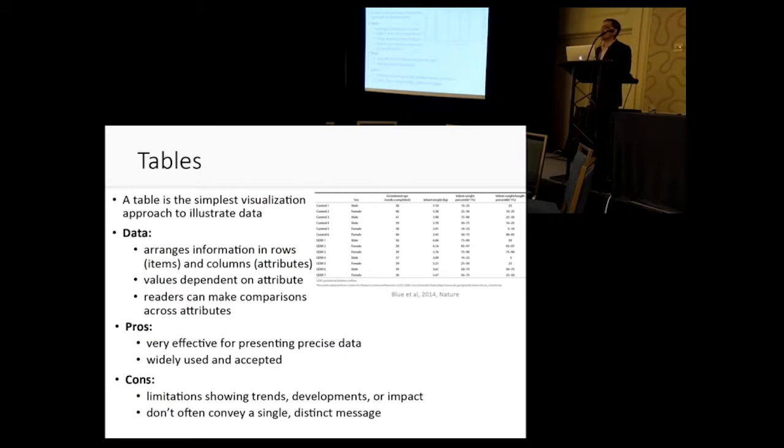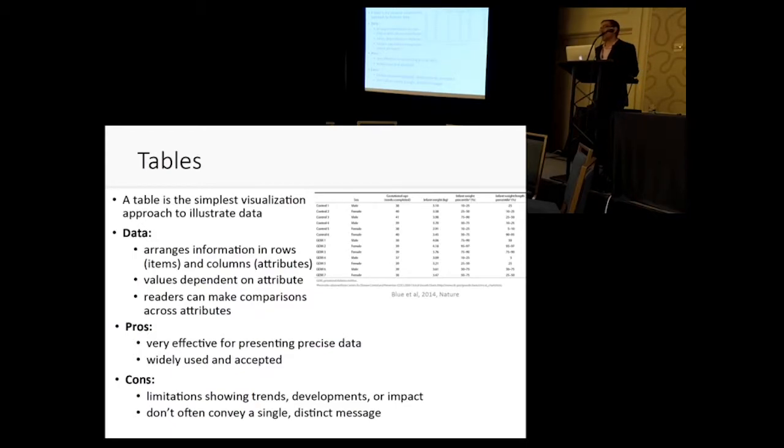However, there are some limitations. If you're trying to show trends, developments, how a disease is developing in this patient, the impact of a specific treatment plan, it's very difficult to convey that in a table. Also, there's no specific message you're delivering with the table. You can create other plots where you can guide the user to highlight the outcome of something. With a table, you're showing precise information, but you're not conveying a single distinct message.